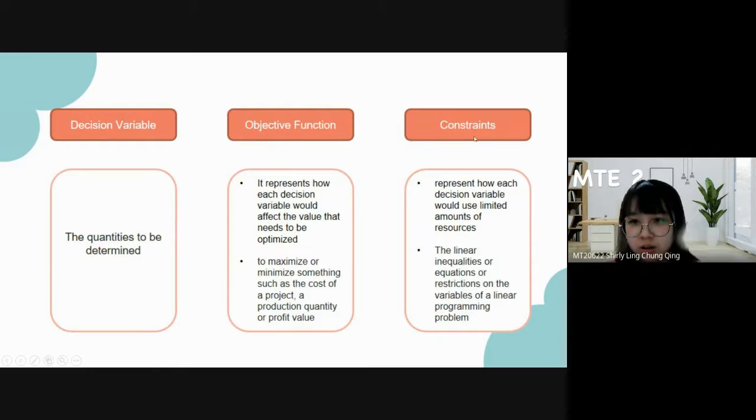Constraints. Constraint represent how each decision variable will use limited amount of resources. The linear constraint is the linear inequalities or equation or restriction on the variables of a linear programming problem.